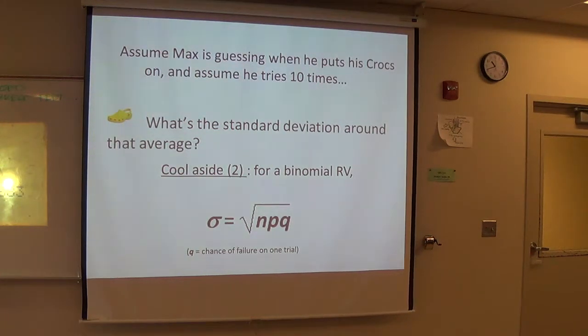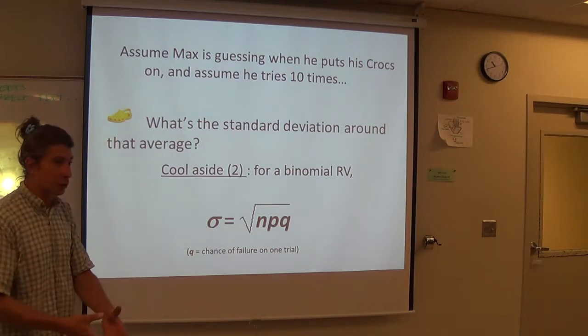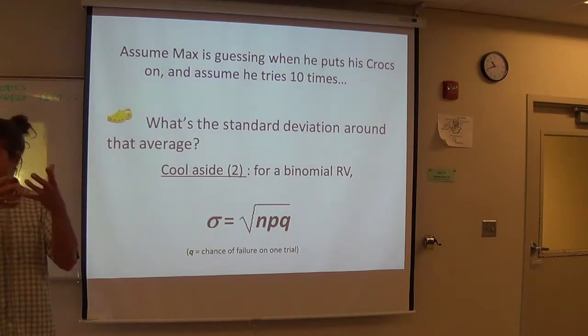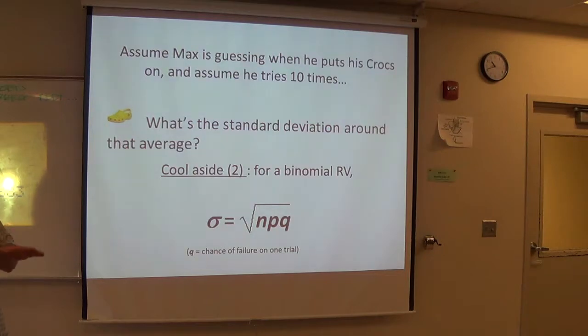But the problem with the formulas is they include what we're actually trying to figure out, which is what? What was the point of this whole experiment? Right! Whether Max is guessing when he puts his Crocs on, or whether he thinks that that is the correct way to put them on.